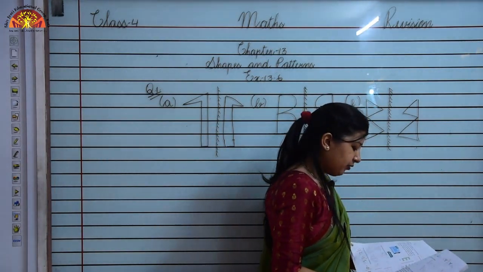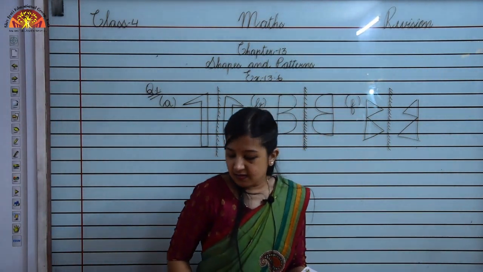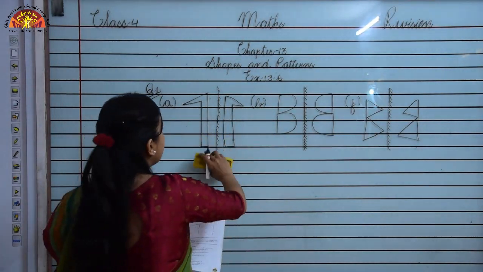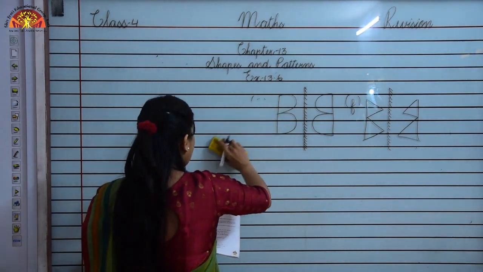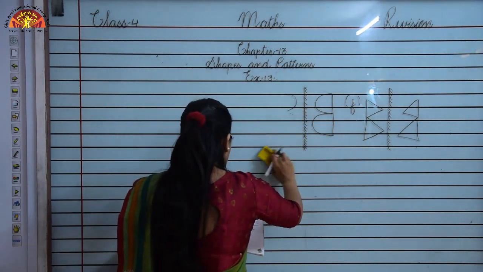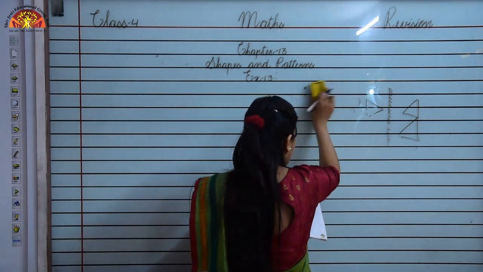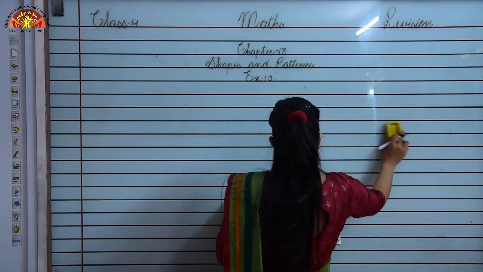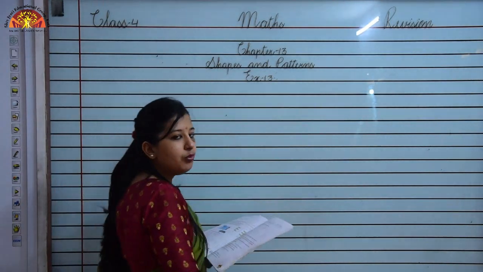Fine. Now students, turn your page and open page number 177 of your book, in which we are going to study about patterns. So what are patterns? Patterns are arrangement of different or same shapes, designs, letters or numbers in a particular sequence according to a rule. Fine.